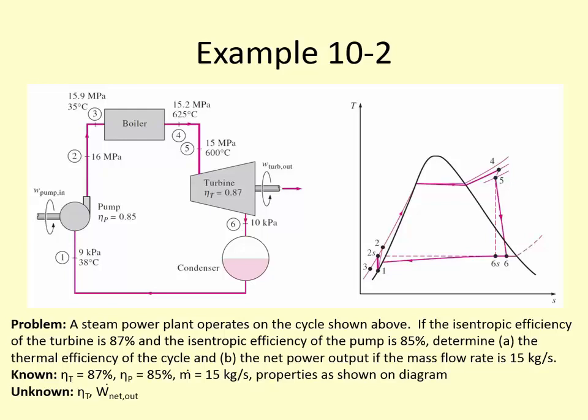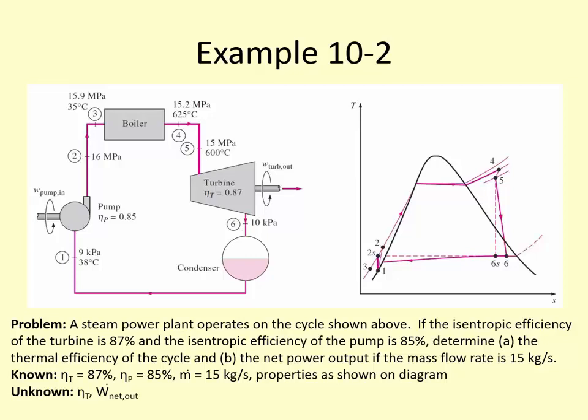Okay, so we have state 1, 2, 3, 4, 5, 6. Okay, so state 6, we're going to calculate it first as isentropic, and then we're going to use those values to find actual conditions. The same goes for state 2, that we're looking at it as if it were isentropic first, and then we use the isentropic efficiency to find our actual values. Okay.